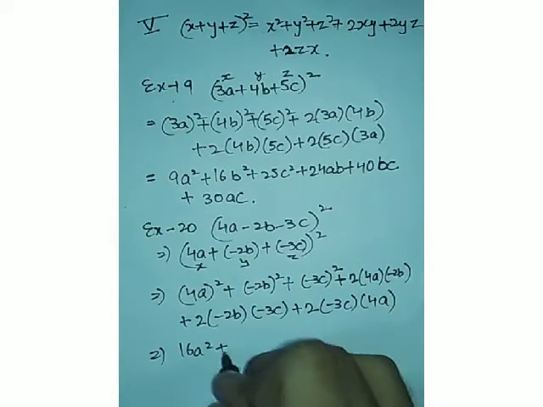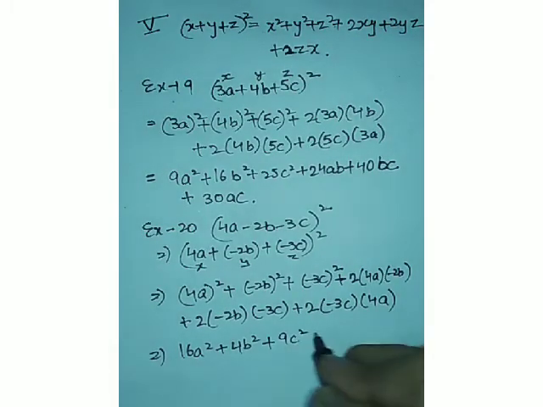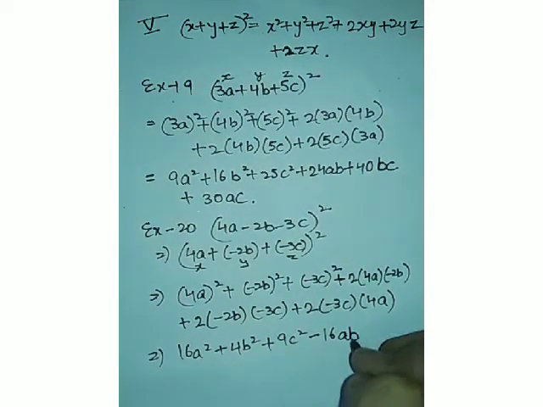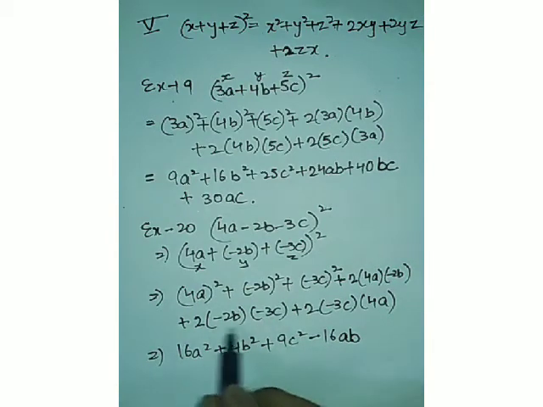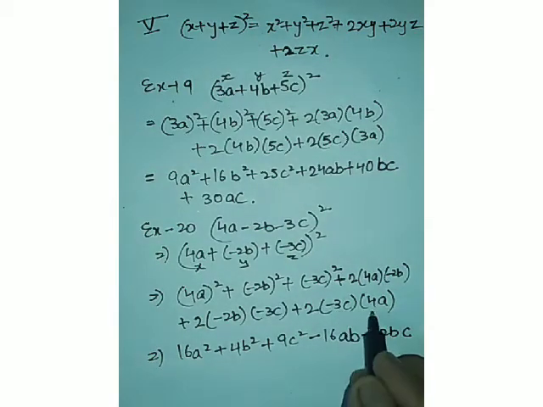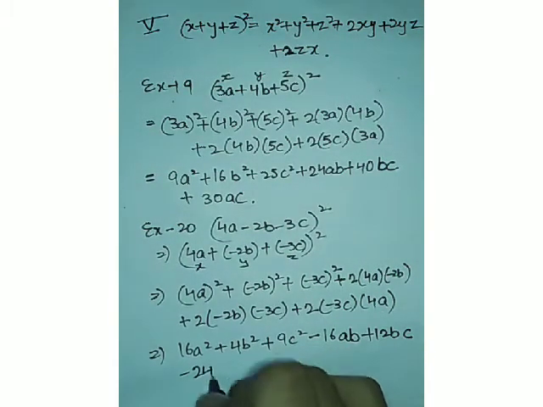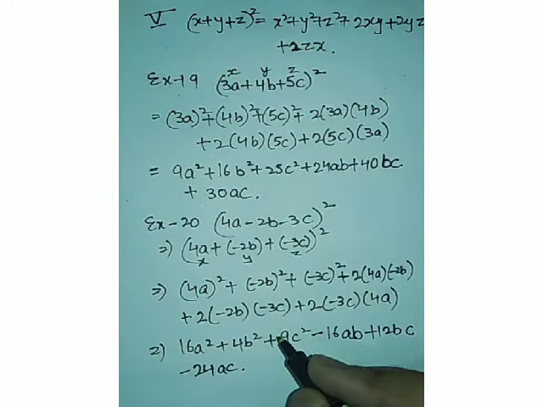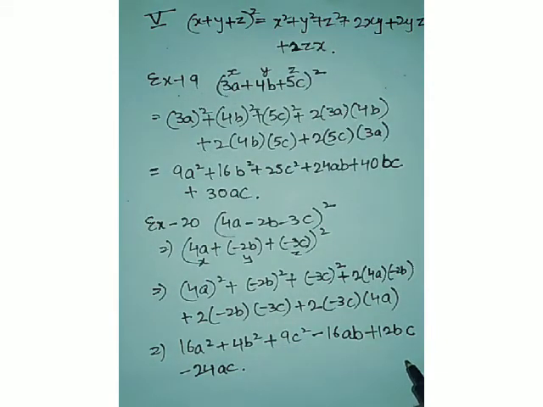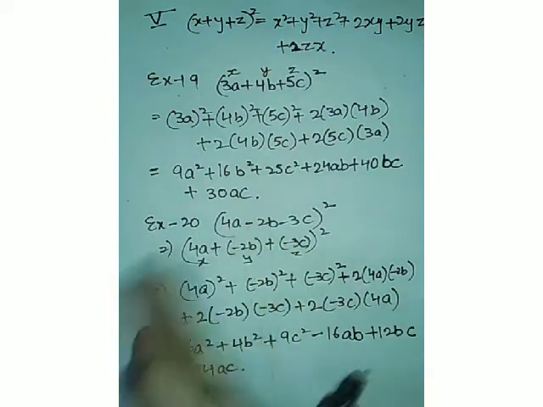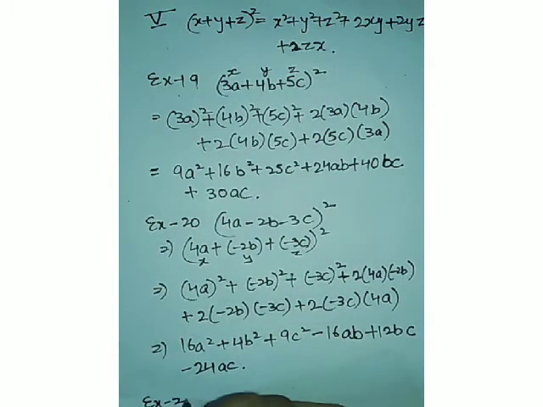16a square plus 4b square plus 9c square. 2 4s are 8, 2s are 16, minus 16ab, right? Minus minus plus, 2 2s are 4, 3s are 12, plus 12bc. 2 3s are 6, 6 4s are 24, minus 24ac, right? So in this way you have to factorize, and this is how you expand the terms using given identities. Now we have moved from left hand side to right hand side. Again, let's move from right to left hand side using the next example, that is 21.